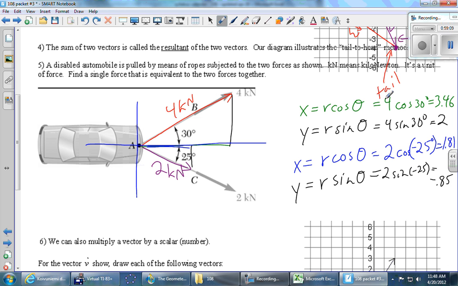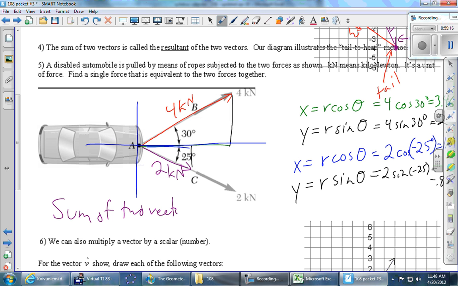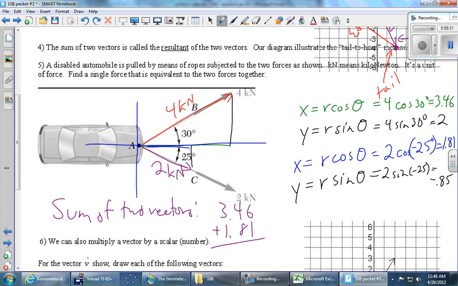So we're going to do that over here. And we'll say the sum of the two vectors is to add these guys up. So what were the x's? 3.46 plus 1.81. The fact that they're both plus means these guys are working together in which direction? To the right. They're both pulling this thing to the right. They agree that this car should be moving to the right. So 5.27.